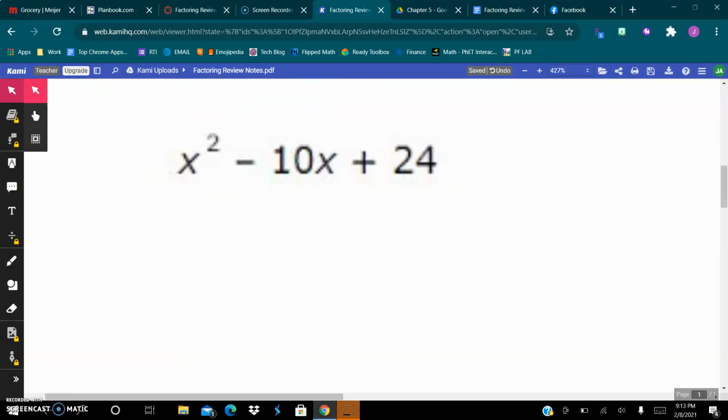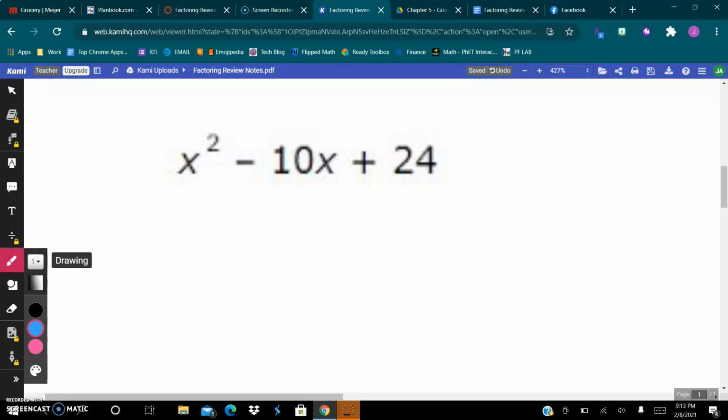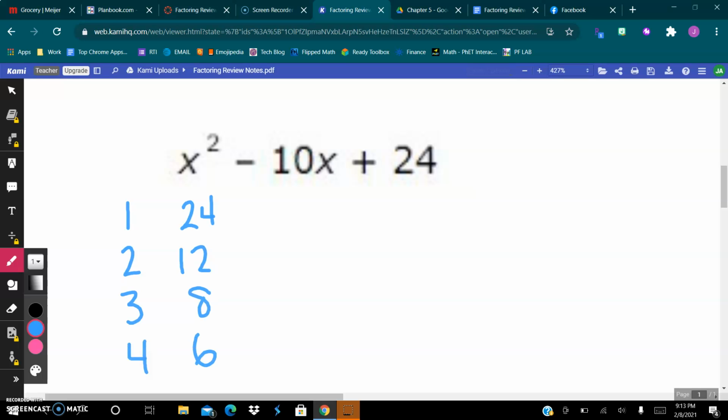Now this one is very similar, except we have a negative sign in front of the B. So again, we're looking at what multiplies together to get 24. So we're going to do 1 and 24, 2 and 12, 3 and 8, and 4 times 6. Now, in order to add together to be a negative, at least one of them has to be negative. But in order to multiply together to be a positive, they both have to be negative. So we're going to make them both negative because we want them to multiply together to be a positive, but add together to be a negative.